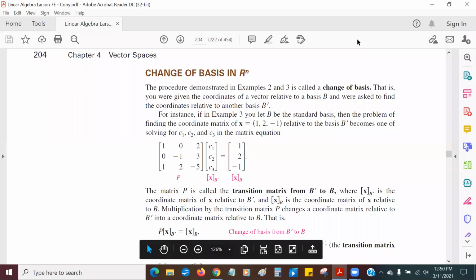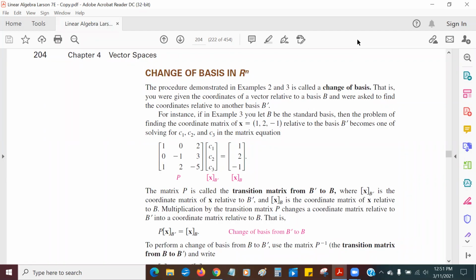Now, what we just did in the previous couple of examples was a change of basis, meaning we had components in the standard basis and we changed them to equivalent components from a non-standard basis. We also had one where we had components relative to a non-standard basis, and we changed them to components relative to the standard basis.